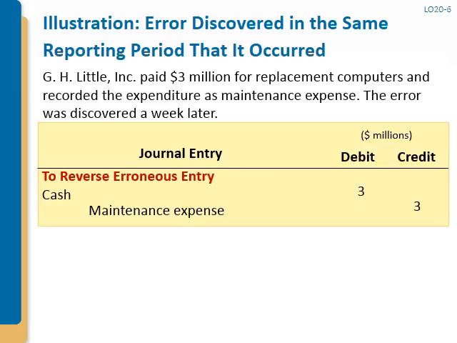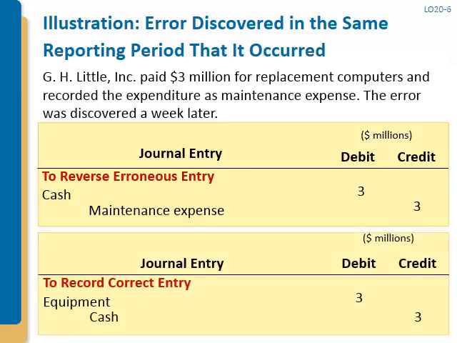If an error is made and discovered in the same accounting period, the original erroneous entry should be simply reversed and the appropriate entry recorded. The possibilities are limitless. Let's look at one in the illustration. Maintenance expense account is credited for $3 million. The entry is reversed as it was wrongly recorded as a cash payment for maintenance expense. Next, the correct entry is recorded by debiting the equipment account and crediting the cash account for $3 million. Note, these entries can, of course, be combined.